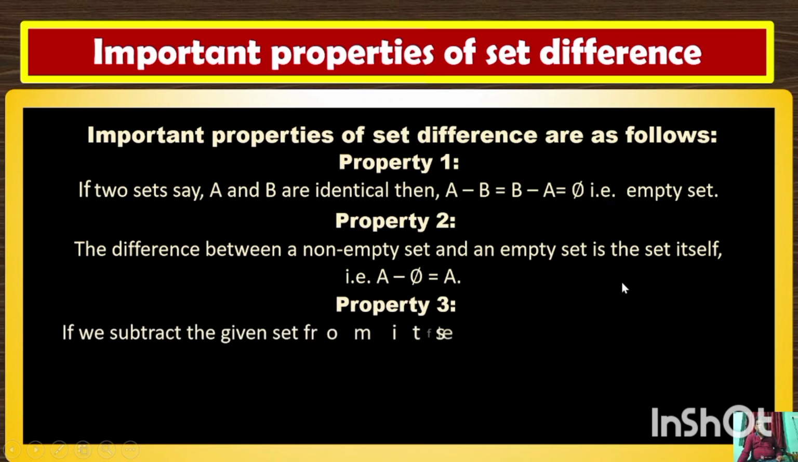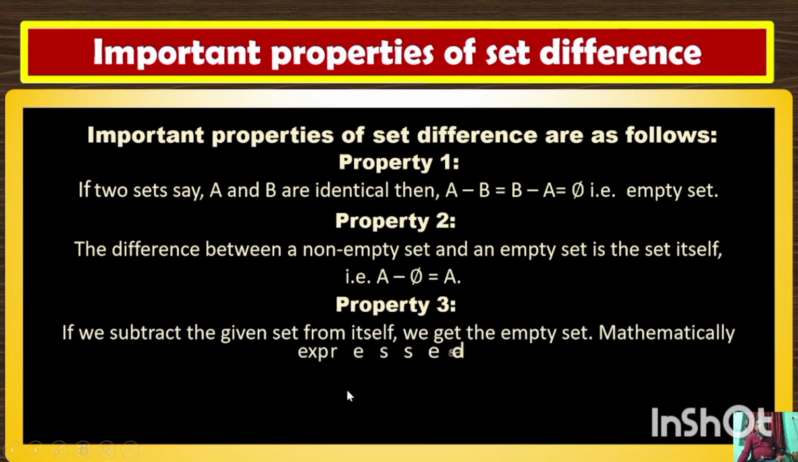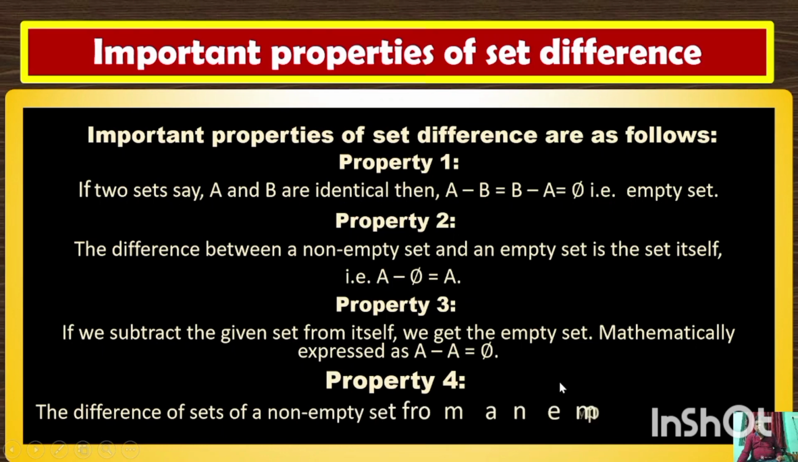Okay. Another property, property 3. If we subtract the given set from itself, we get the empty set. Mathematically, A minus A is also the null set, just according to property number 1. The difference of any set from itself is always the null set. This is another property. The difference of a non-empty set from an empty set results in an empty set. Phi minus A is also the phi set.